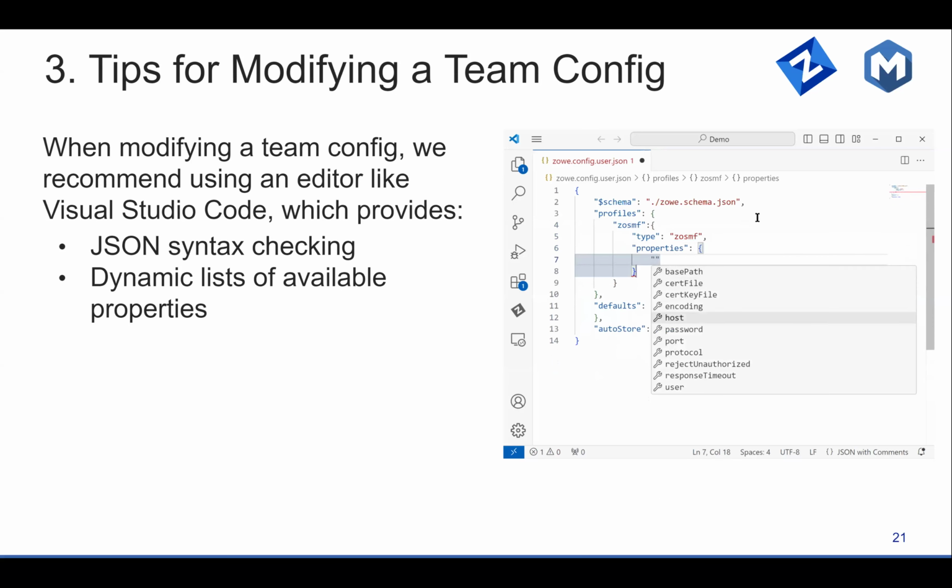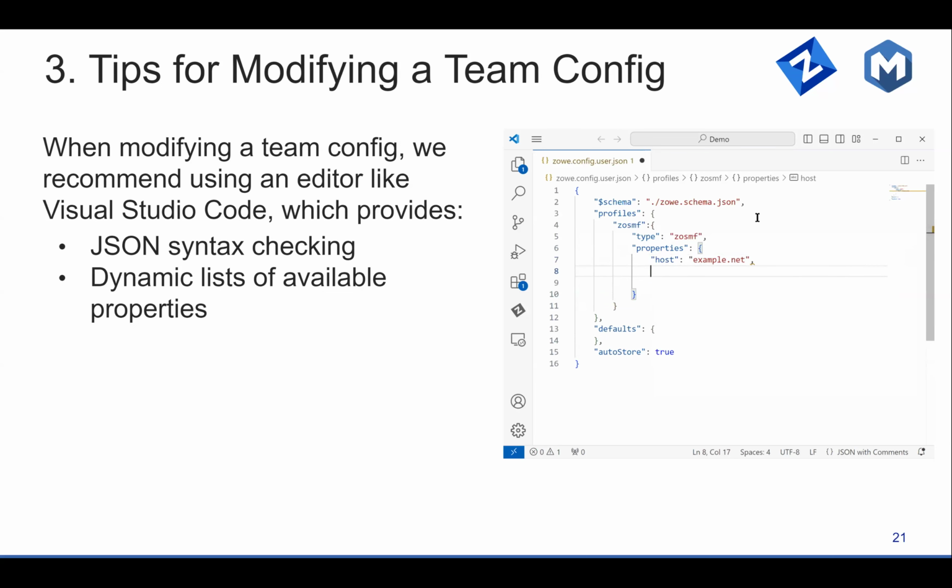And you can see as I'm typing in properties here, all I have to do is enter a quotation mark, and it gives me a list of available properties for the profile I'm working on. And here I just chose to specify a host import, but you could see all of the available properties. And this makes it much easier to modify a team config when you have access to the IntelliSense provided by Microsoft VS Code.